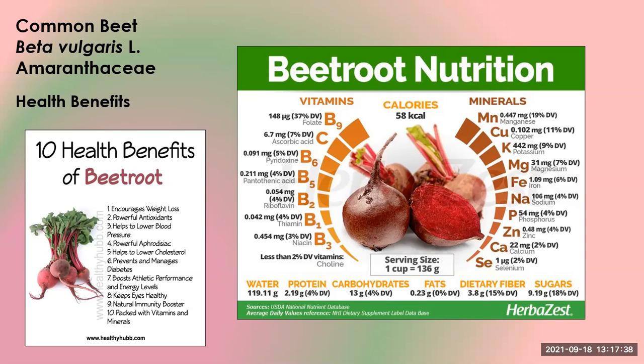So here, it encourages weight loss. It's an antioxidant. Antioxidants help to slow down the aging process, lower blood pressure, can be used as an aphrodisiac, help to lower cholesterol, prevent and manage diabetes, boost athletic performance, and keep your eyes healthy. So lots of different uses for the beet. The thing is to make sure to do your due diligence if you're going to use it. And here are just the different vitamins, minerals, and calories from about 136 grams of the beet, which is just really an average beetroot.